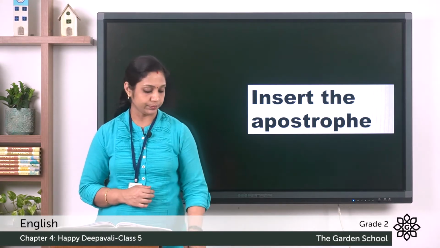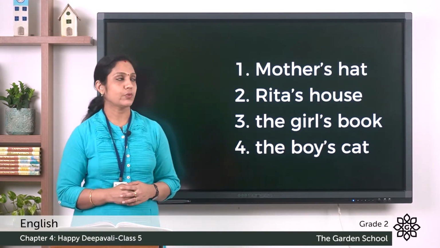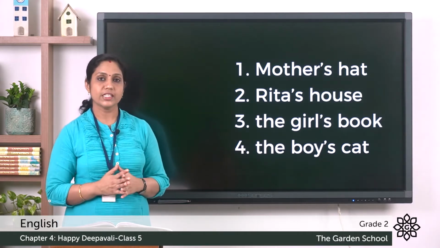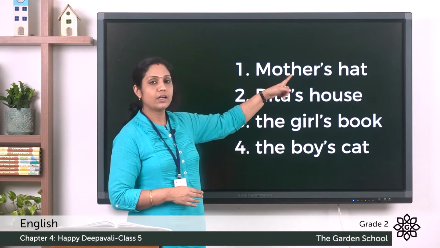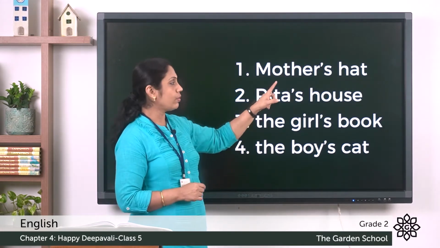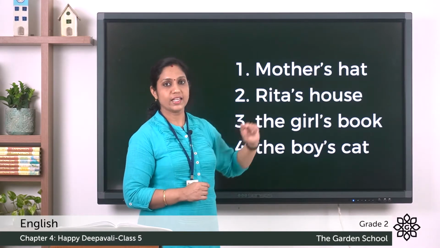Now let's do that. Let's look at the first question. The hat that belongs to mother, mother's hat. So where should we insert the apostrophe? Mother apostrophe S. So it becomes mother's hat. So insert an apostrophe in between R and S.